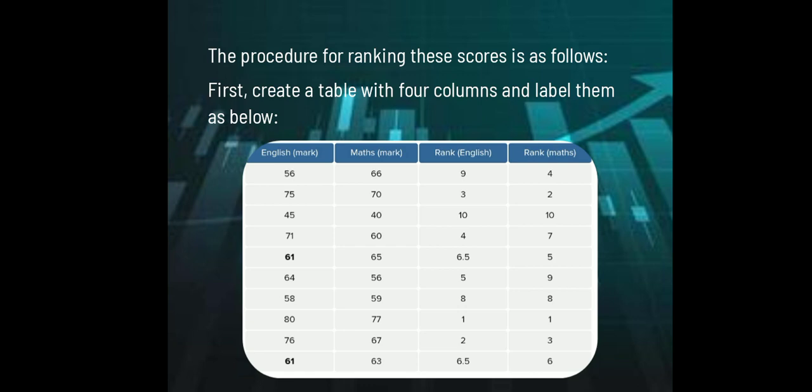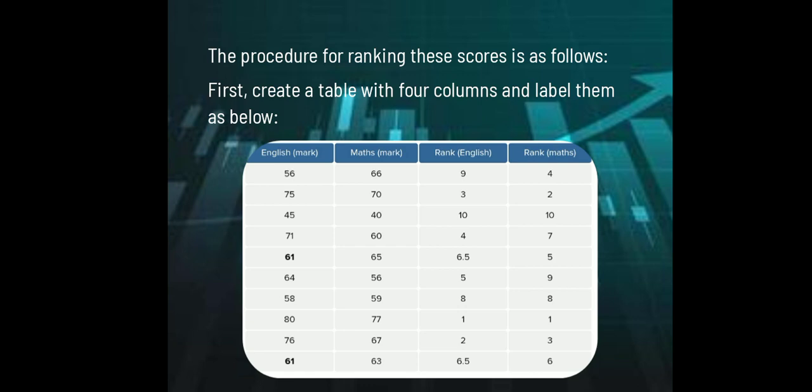If you ask why there is 6.5, it is because 61 appears twice, the scores are the same. So if we have two same scores or variables, we need to take the average, because we can't rank them, or we don't know how to rank them, whether one of the 61s is 7 or 6, right?